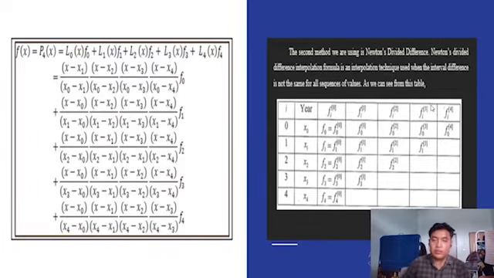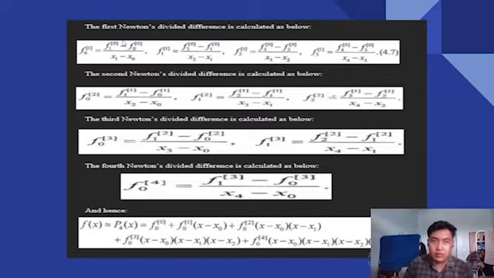And the second method we use is Newton's divided difference. Newton's divided difference interpolation formula is an interpolation technique used when the interval difference is not the same for all sequences of values, as we can see from this table. So the integral of 0, 1, 2 until 4, and the yield, and the formula of f1, f11, f12, f13, and f14. So here are the formulas.